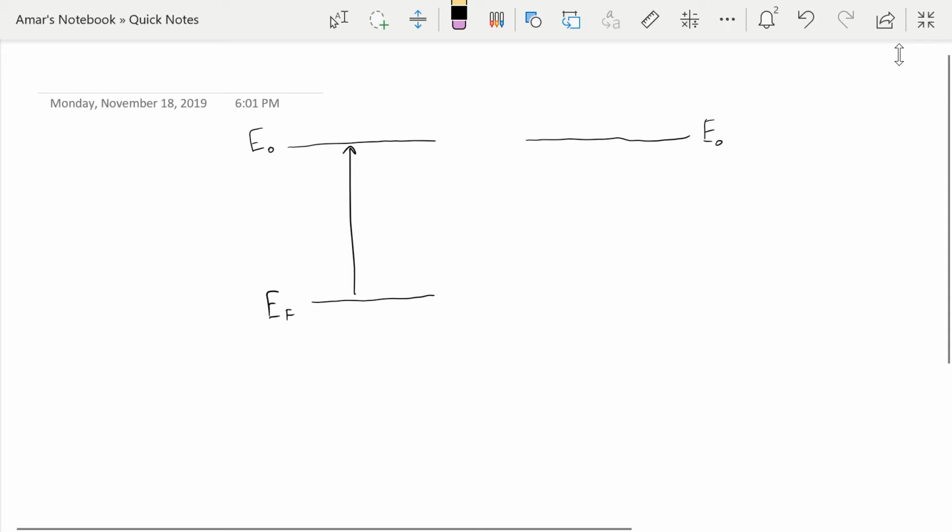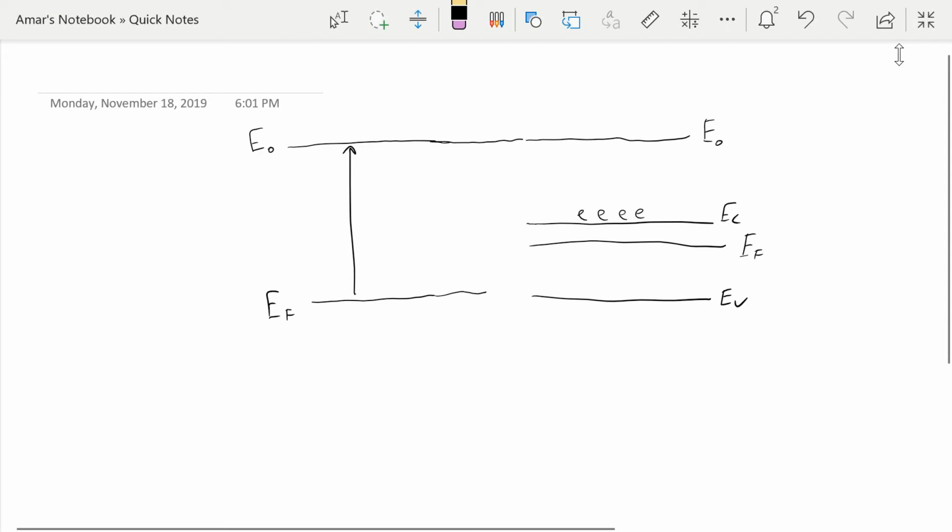Let me draw the Fermi level for the semiconductor. This is EF for the semiconductor, and since it's an N-type semiconductor, this is going to be EC, and this is going to be EV. So the instant the two materials are brought into contact with each other, this is what the band diagram looks like. Now, imagine you have a bunch of electrons up here, because this is an N-type semiconductor.